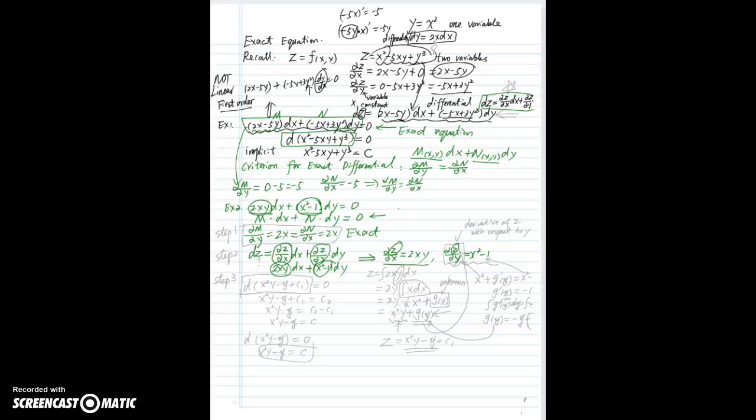Okay, so here we figured out part of z, we know it has x squared y, but we still have another part, a function. This is unknown. We use the letter g to denote this unknown function. We still have to figure it out. So now I'm going to use the second part to figure out what g of y is.